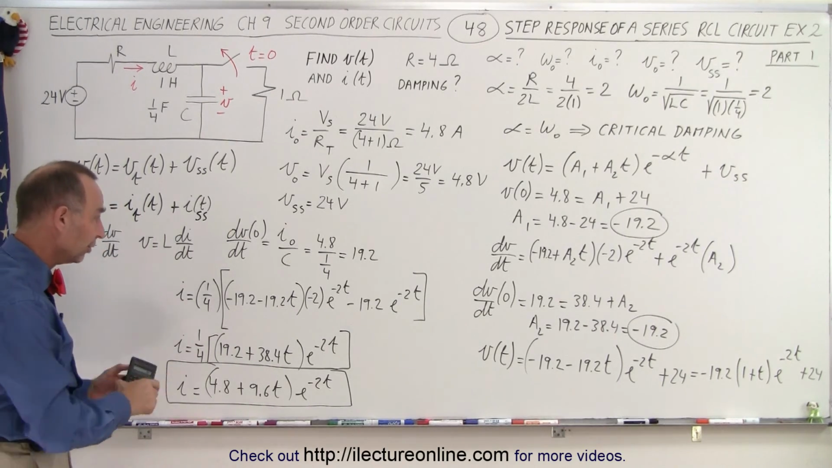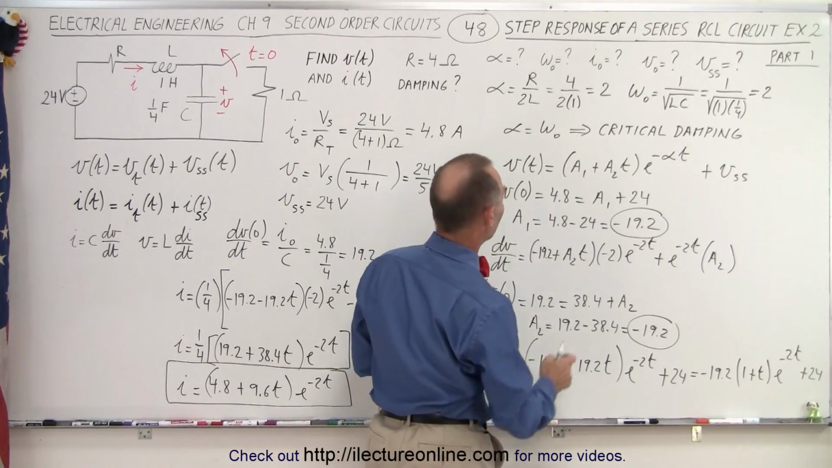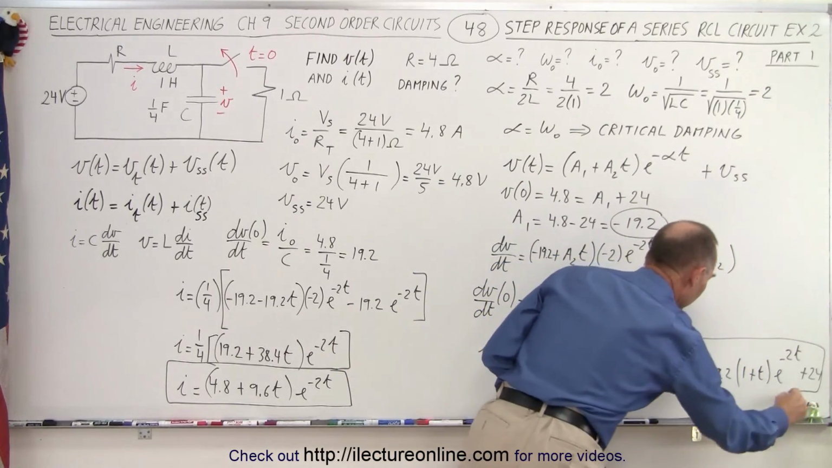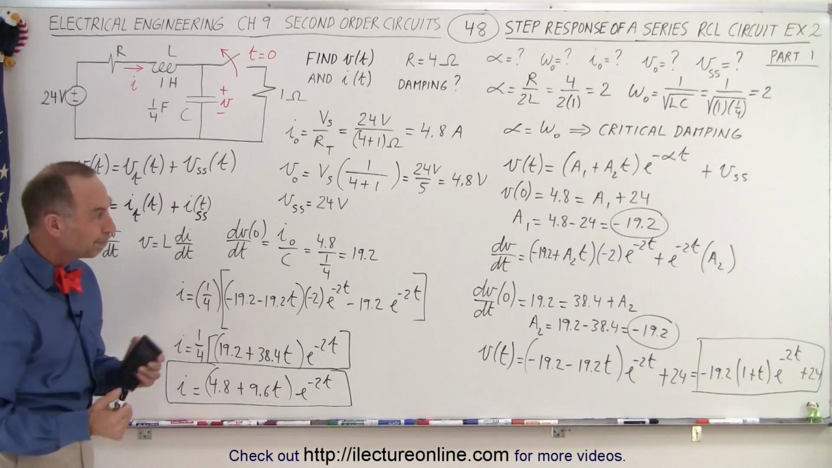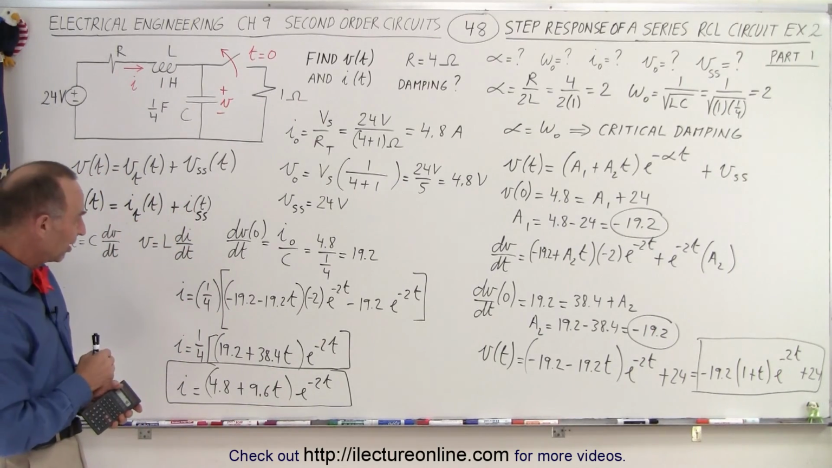And that is the current. And then here we have the voltage. Where's my voltage equation? Right here at the bottom. So here's my voltage equation. That does have a steady state voltage, and here's my current equation. And that is how it's done. And I only need one part because I managed to get it all on one board.